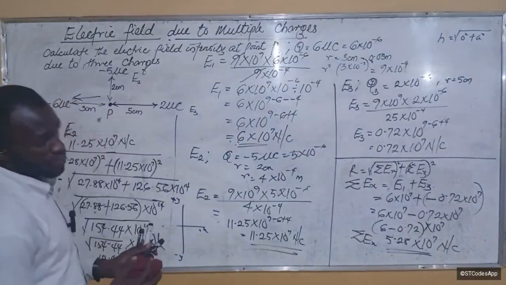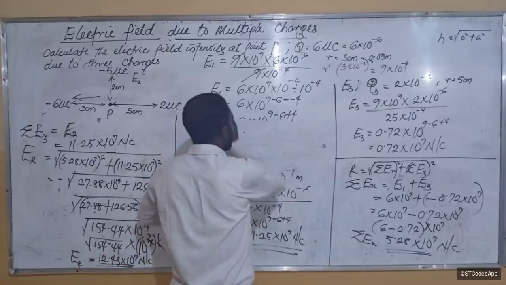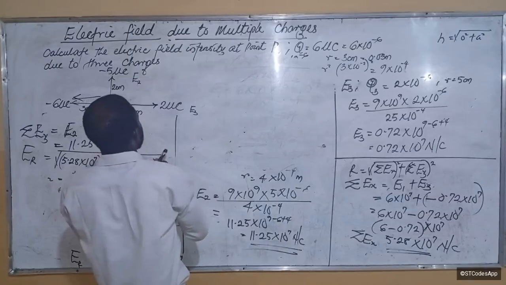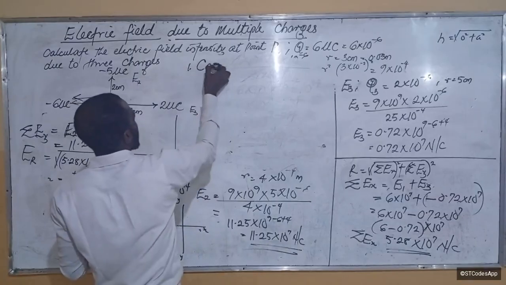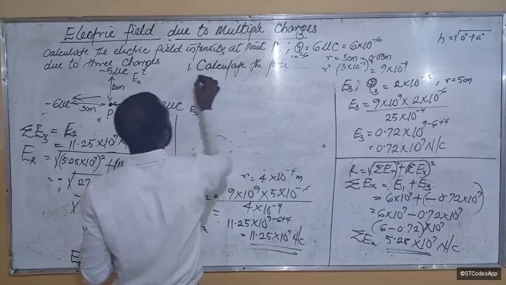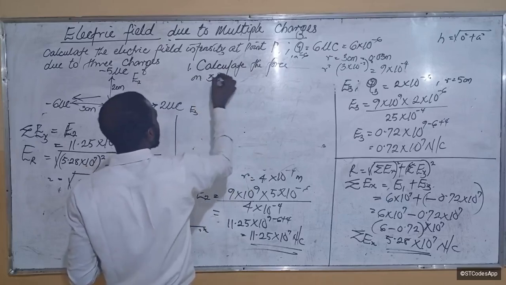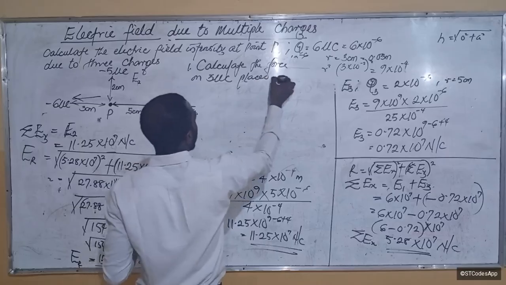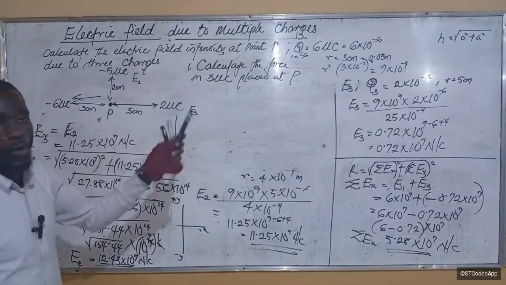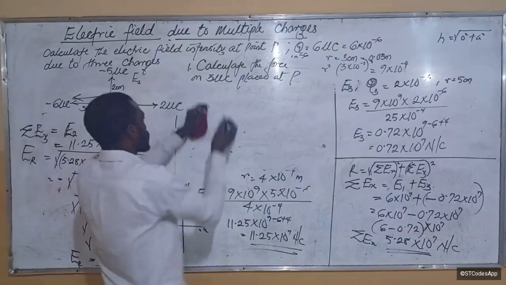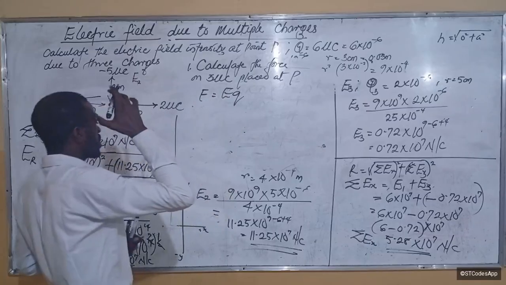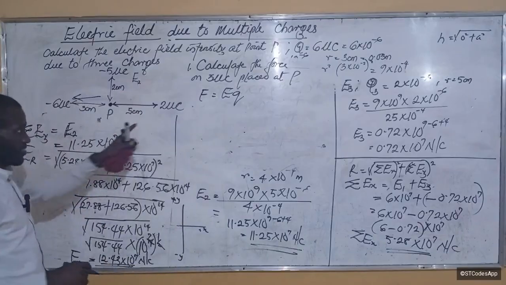Now, what if the question goes further to say you should calculate the force on a 3 microcoulomb charge placed at P. So let's say a 3 microcoulomb charge is placed at point P. What will be the force on it? Remember that the formula for force is the same as E times Q, electric intensity times Q, because that's how we derived it.